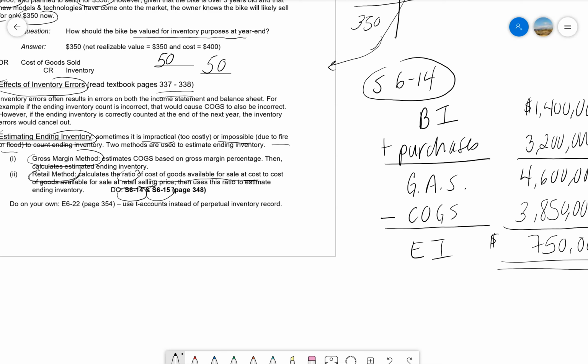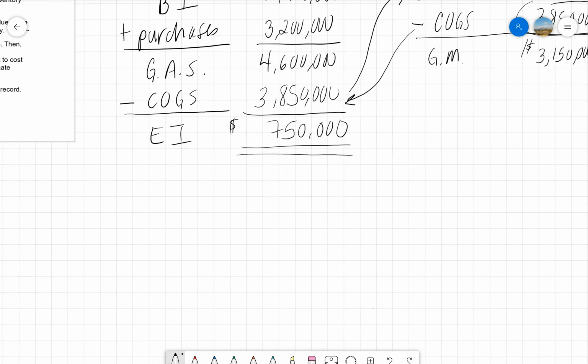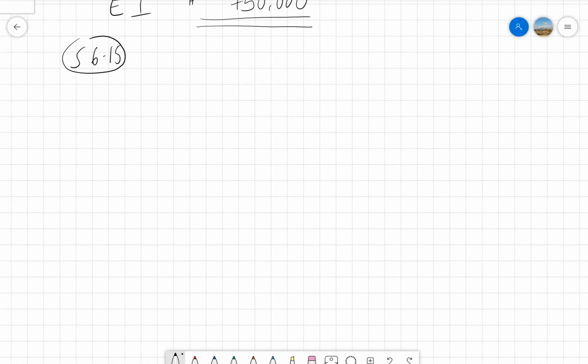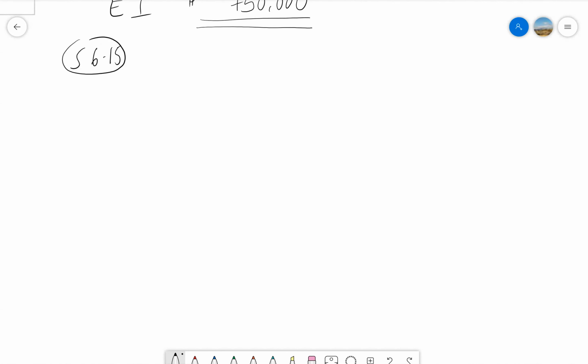So let's have a look at starter 6-15. Now, this one's a little bit more complicated, not as simple as the gross margin method, but once again, as long as we follow the steps, we'll be fine. Once again, think about your cost of goods sold equation. Beginning inventory plus our purchases, that's going to give us our goods available for sale.